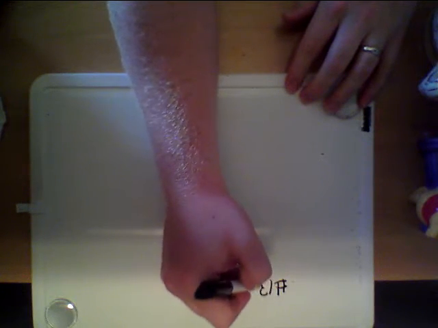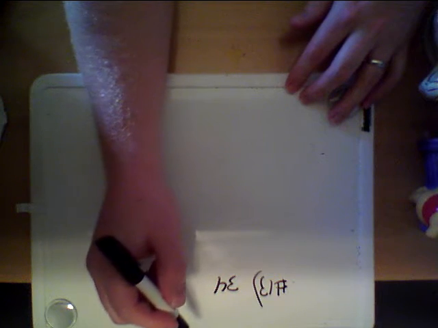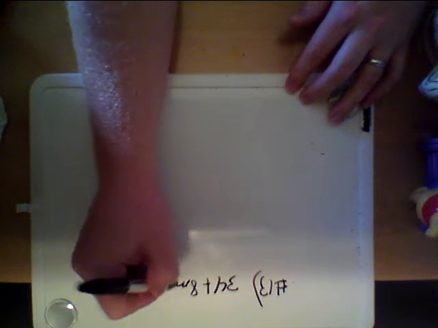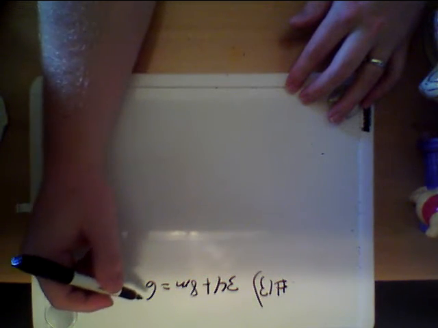Okay, we got 13. We got 34 plus 8m equals 6 times m plus 8.